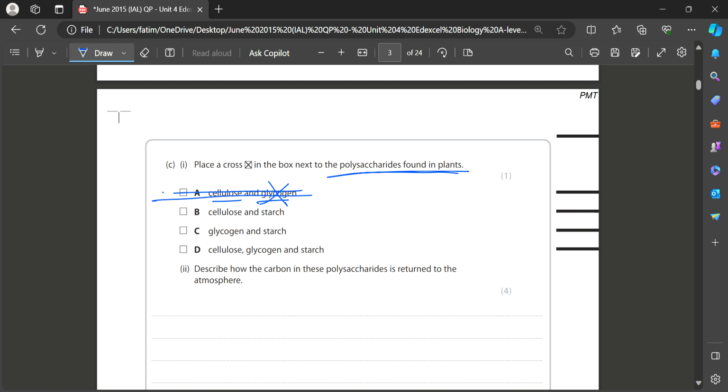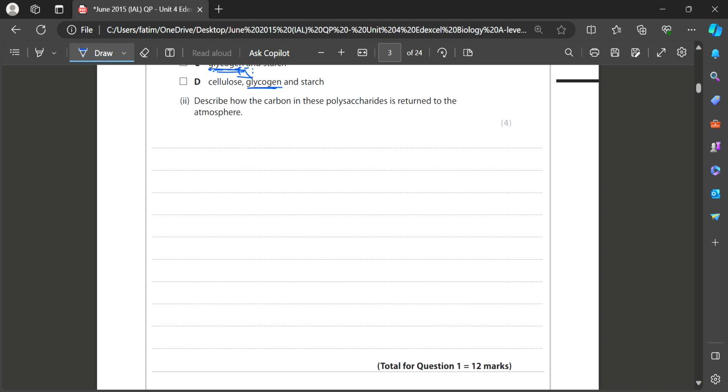Then we have cellulose and starch. That's the correct answer. If you look at the other ones, there's glycogen, which is actually not present in plants. It's only present in animals, so we need to talk about that. So make sure that you choose the correct one.